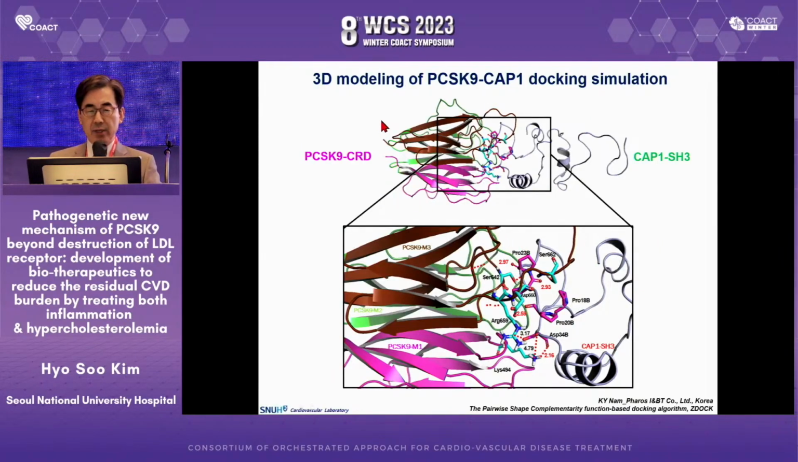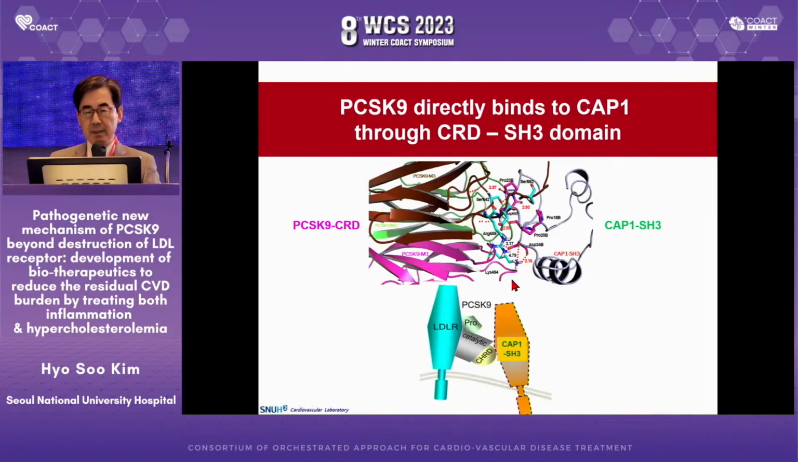We established a 3D modeling of PC9 CAP docking simulation like this, and we confirm that PC9 directly binds to CAP through the cysteine-rich and SH3 domain, like this. After the receptor binds to the catalytic domain of PC9, the exposed free cysteine-rich domain binds CAP through the SH3 domain.